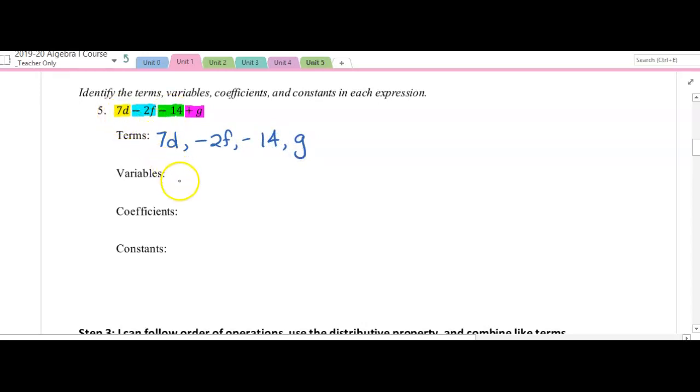The variables are d, f, and g. The coefficients would be 7, negative 2, and 1. They're the numbers before the variables. And you can't see it here, but that's where the 1 comes from. And finally, the constant is negative 14. It's the number that's all by itself. Doesn't have a variable.